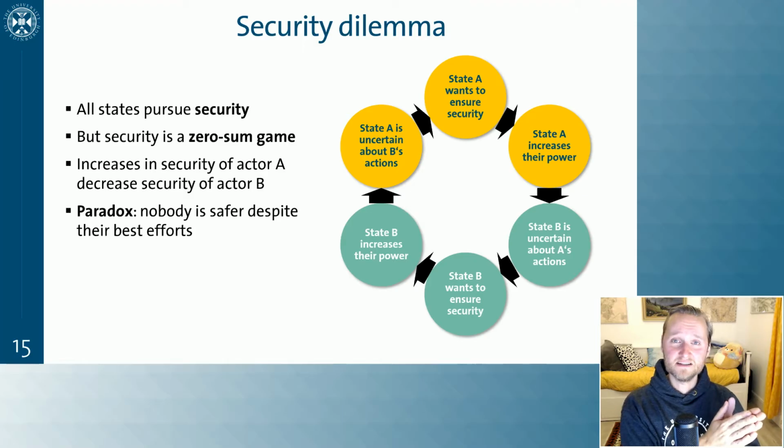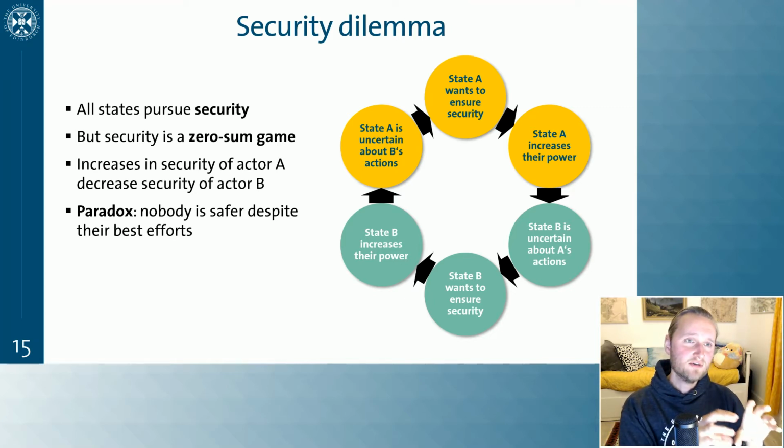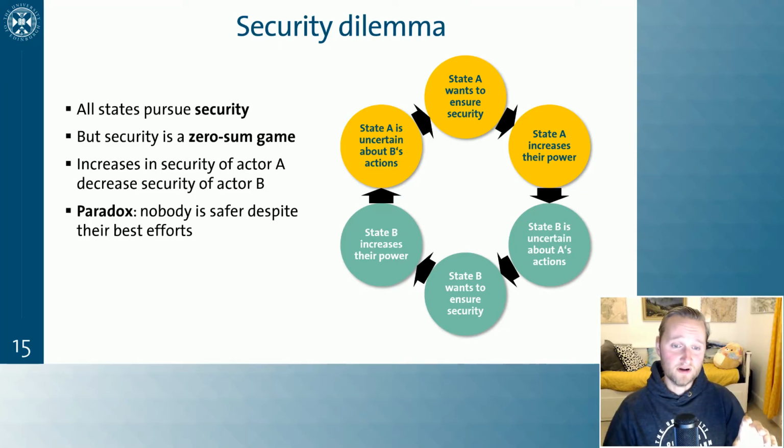But what I essentially mean is that whenever I increase my security, I automatically decrease your security. If my army is bigger than yours, then your security is a little bit lower than it was before I increased my army size. So what happens here, and why this is a dilemma, is that there is a paradox here, because everyone is trying to be safer, but every time they are increasing their power to be safer, they're making others more unsafe, and that means everyone's trying to do that, but no one is actually any safer.